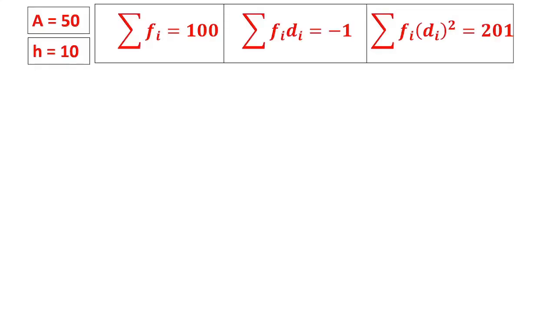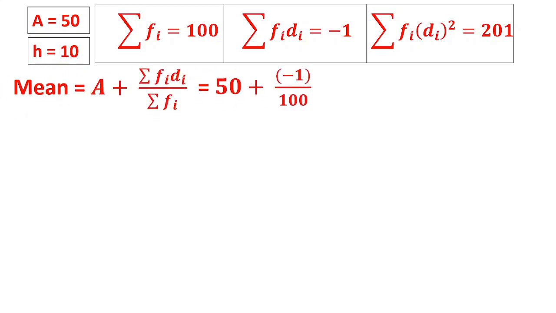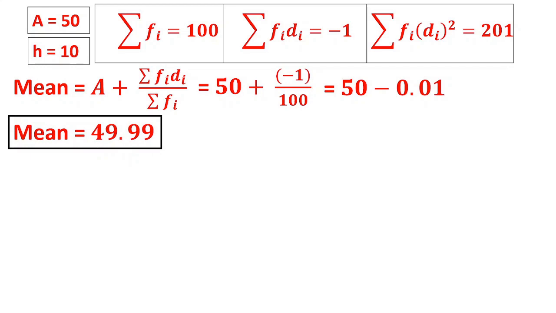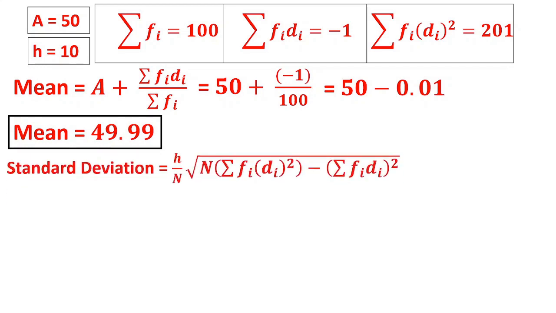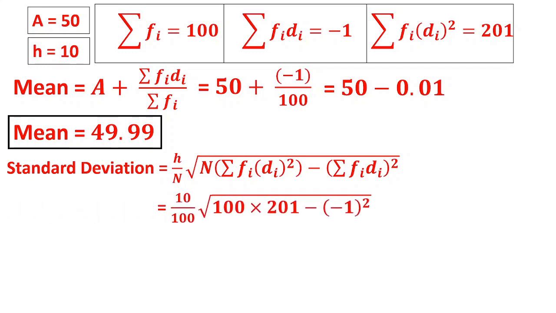Now I will take the values. A is 50, h is 10. Sum of the frequency is 100, sigma fi di is minus 1, sigma fi di square is 201. Mean is A plus sigma fi di by sigma fi, 50 plus minus 1 by 100. Therefore, it is 49.99. And standard deviation is h by n into square root of n into sigma fi di square minus sigma fi di the whole square.